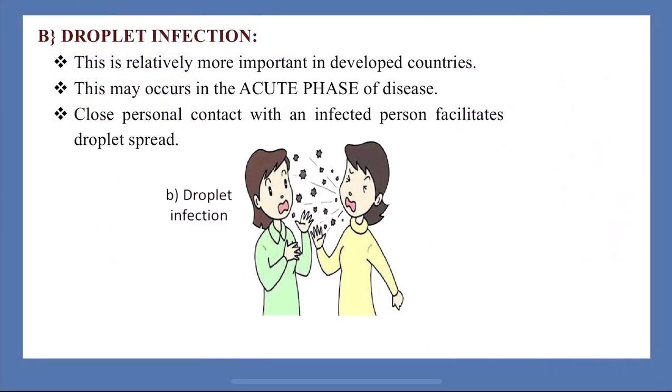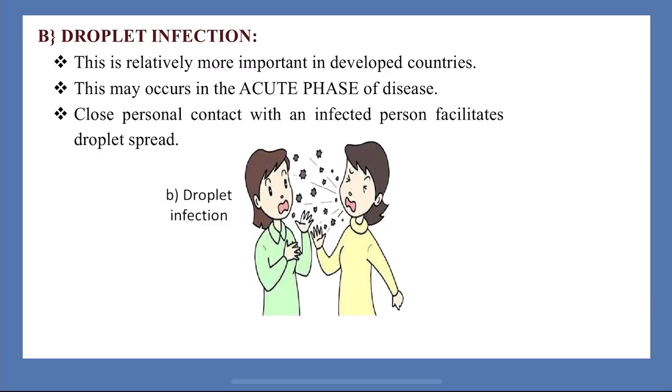Moving further to the droplet infection. This is relatively more important, especially in the developed countries. In the underdeveloped countries, we know that we have contaminated food and poor hygiene, whereas in those countries where the community is developed, where hygiene is good and there is no contamination, the route of spread more commonly here is the droplet infection.